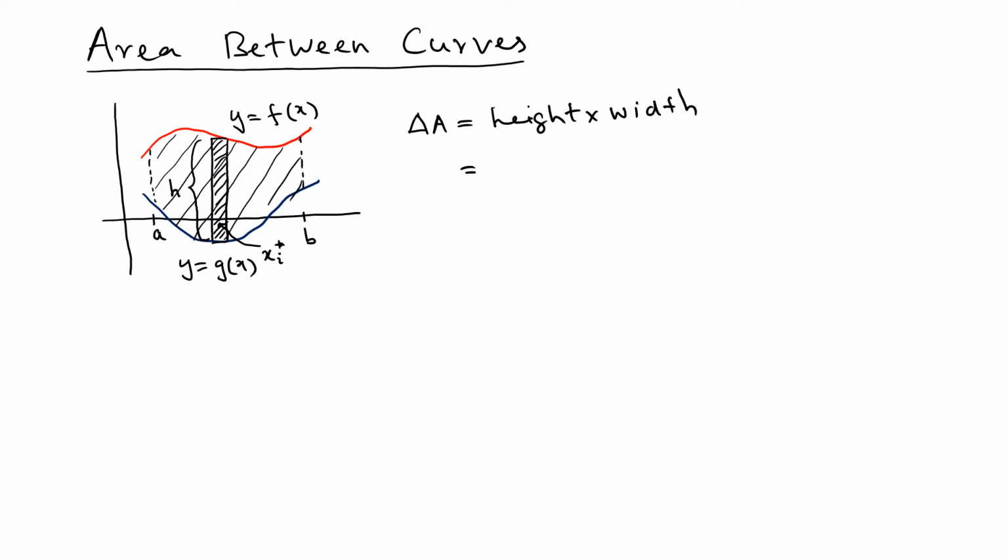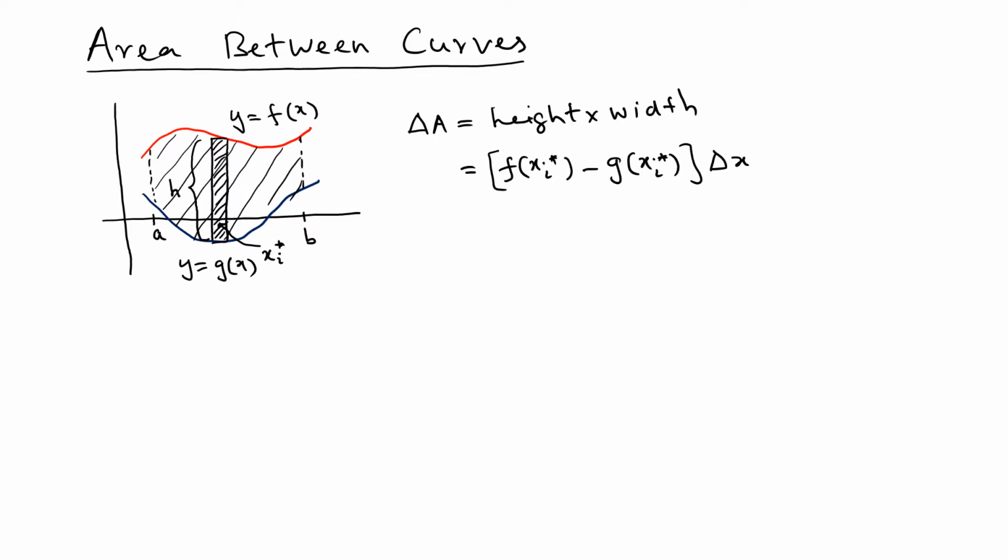So what's the height in this case? You can see the height is the difference in the y coordinate. So that means f(xi star), the value at the top curve, minus g(xi star), the value at the bottom curve, because that gives you the height of the rectangle. So you subtract the two, top curve minus bottom curve, and that's the height, times the width. The width is delta x. Okay, that's a typical area element.